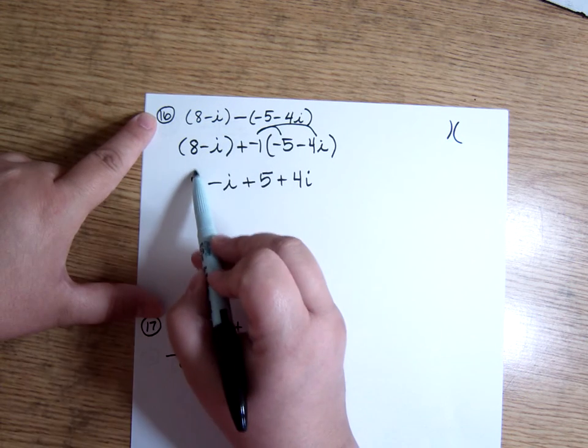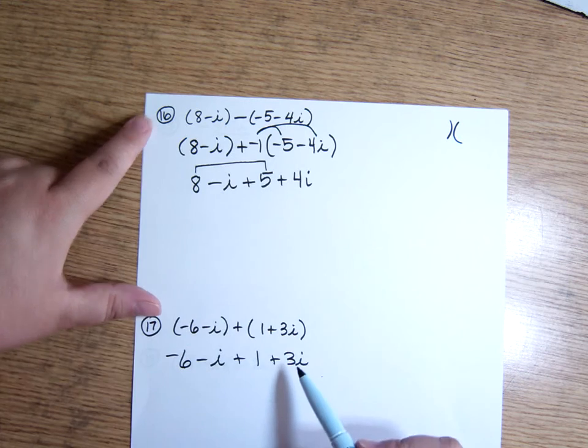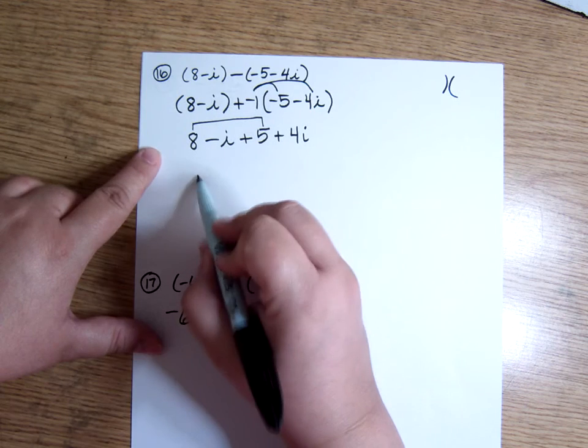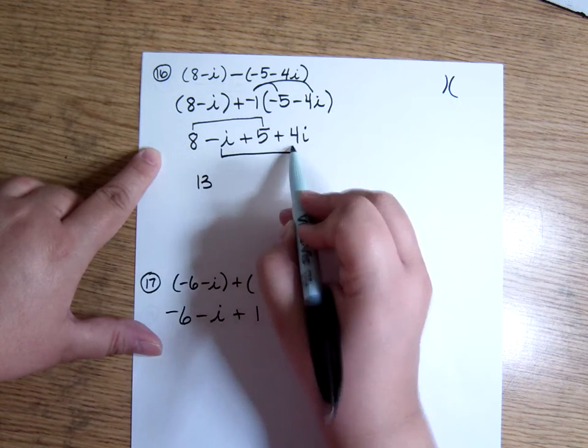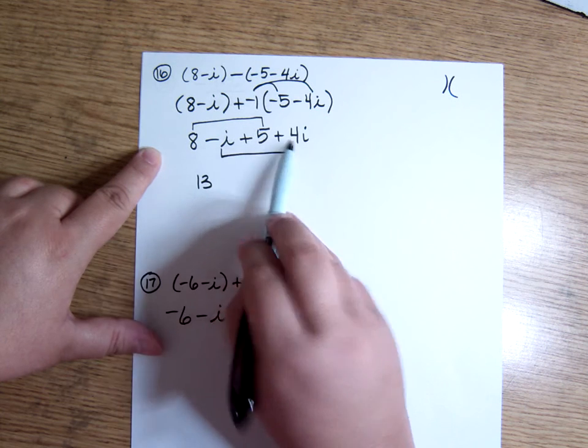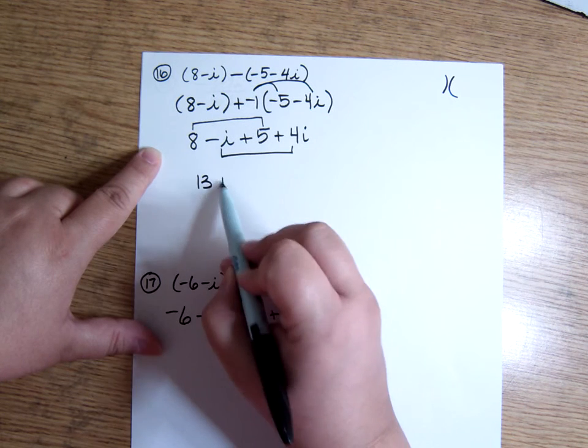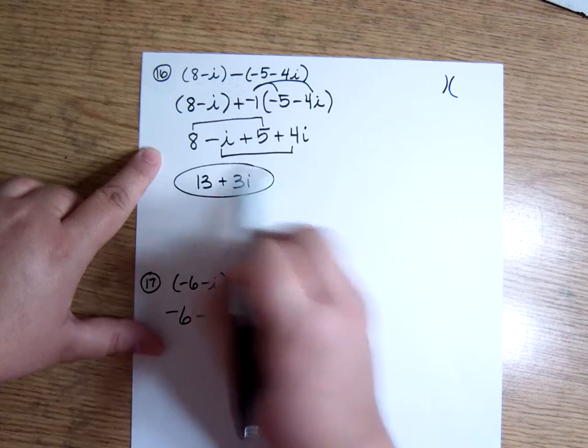So now I'm combining my like terms, which is what addition and subtraction means. It means combining your like terms. They're the same thing. Negative 1i, positive 4i, it's negative 1 plus 4, it's 3. So that is the answer for 16.